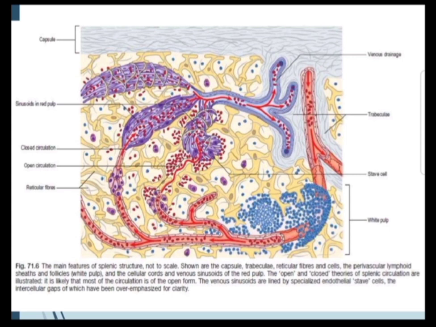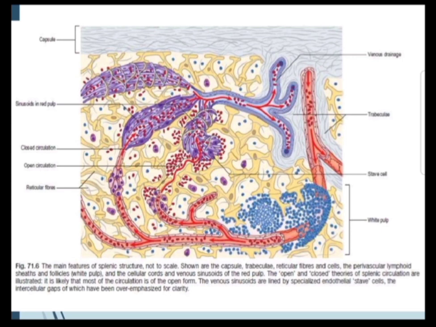The third function of the spleen is the destruction of old and worn out erythrocytes, and this is carried out by the macrophages located in the wall of the sinusoids. I have told you about the littoral cells which belong to the MPS, the mononuclear phagocyte system. These are the cells which engulf the worn out and old erythrocytes present in the circulation.